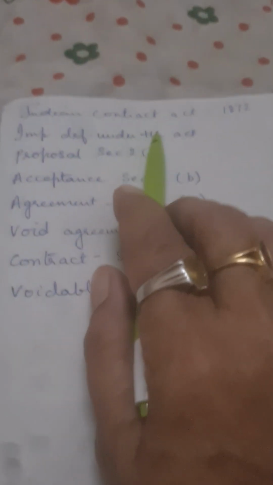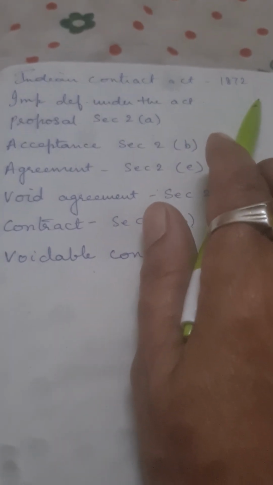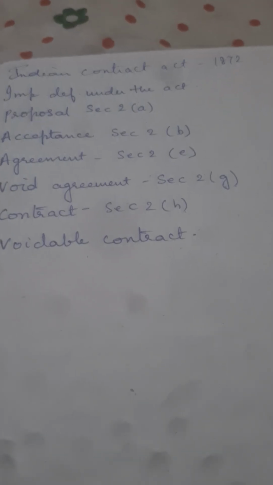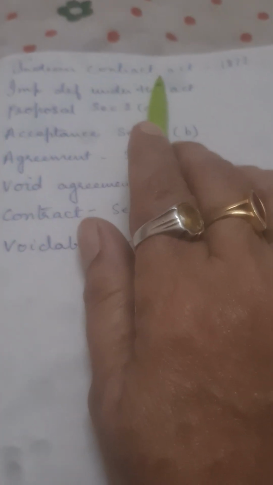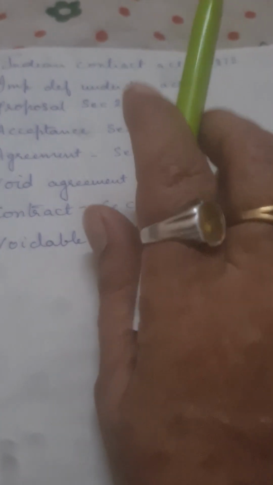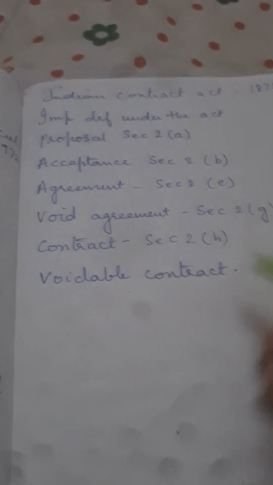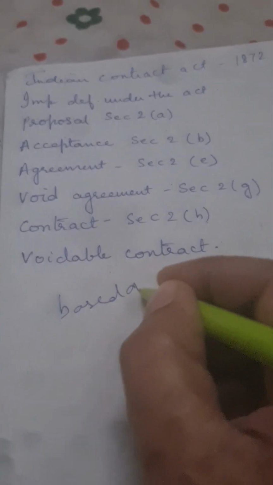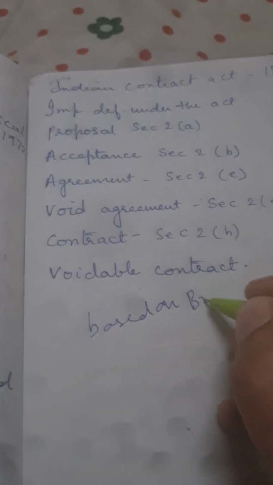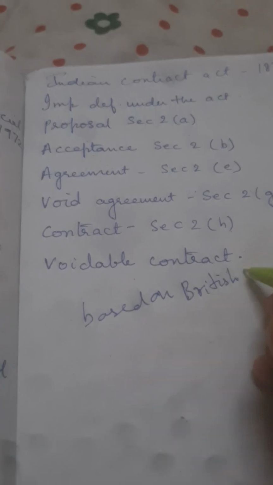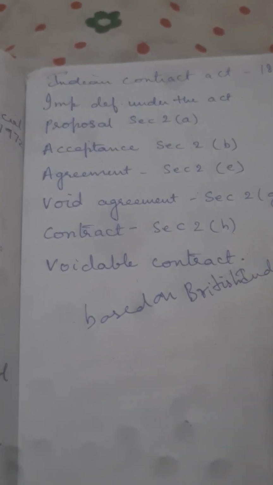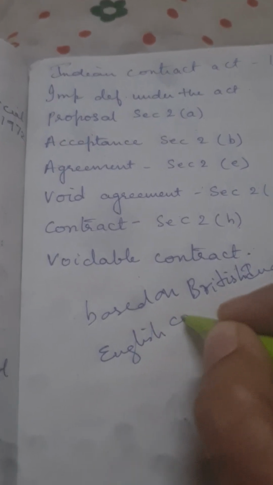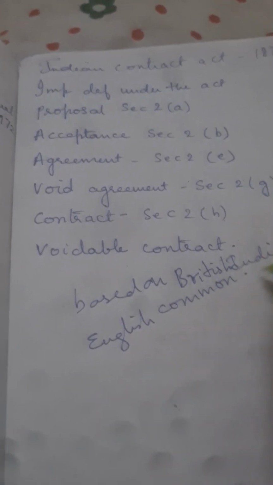Indian Contract Act 1872 governs the law relating to contracts in India. This act was passed by British India and is based on the principles of English common law. Okay, so that is the Indian Contract Act.